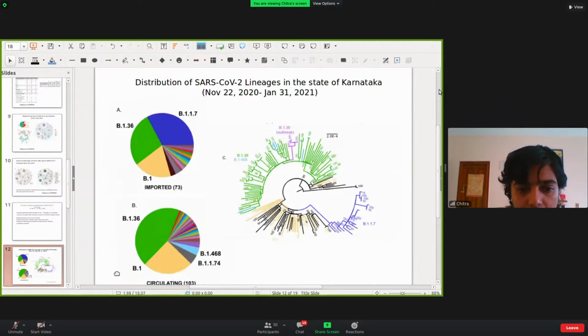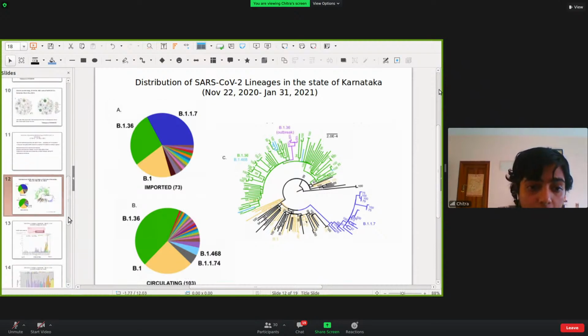So later, between November and January, we sequenced again. This time because the variant from the UK had been described, and we wanted to know about its introduction and spread. And what we found was that in 73 imported cases in this time period, there were quite a large fraction that were of the alpha. But locally, we had a completely different profile. So if you looked at Bangalore at that time, this is what we had circulating. And this changed very quickly, as you know.